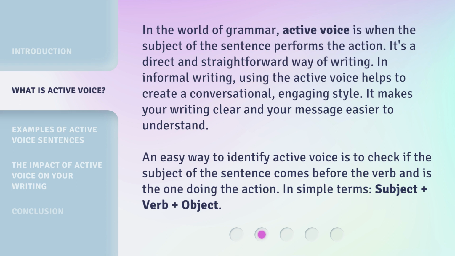An easy way to identify active voice is to check if the subject of the sentence comes before the verb and is the one doing the action. In simple terms, subject plus verb plus object.